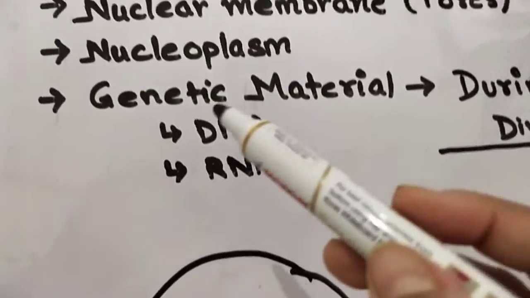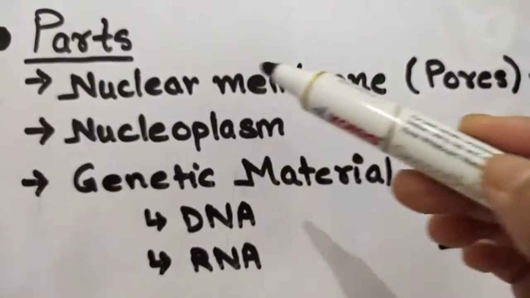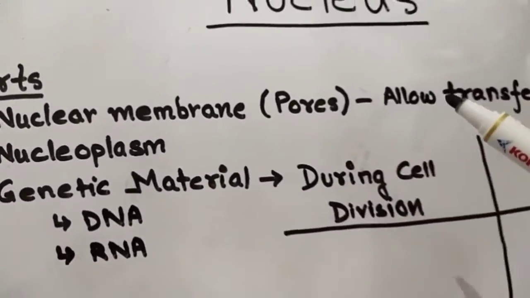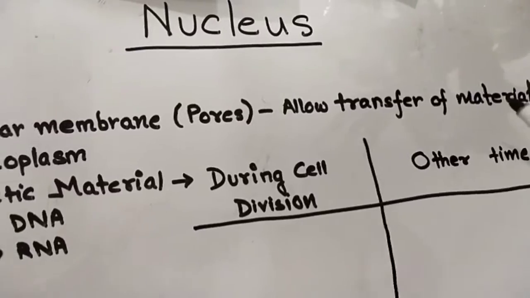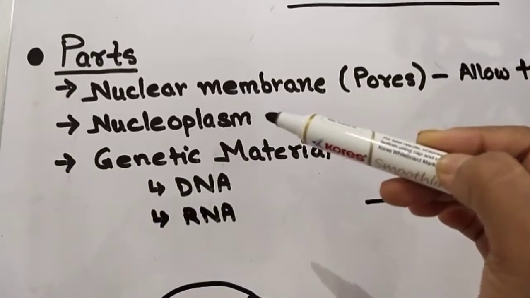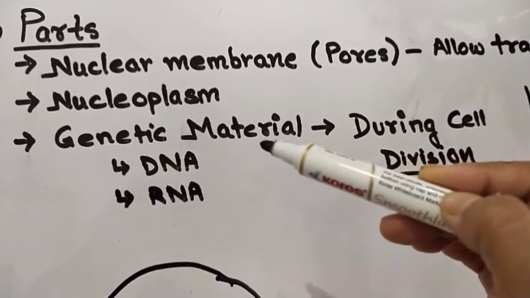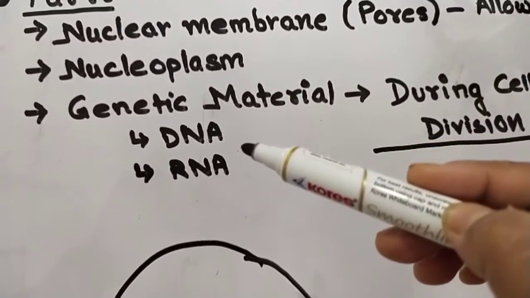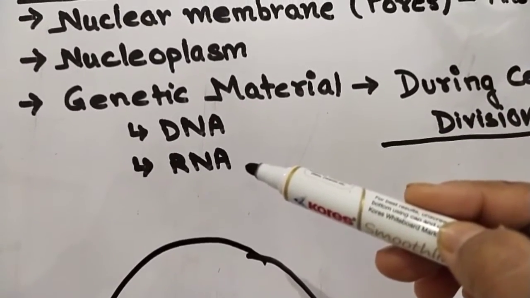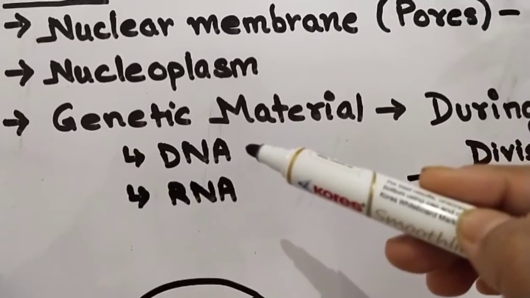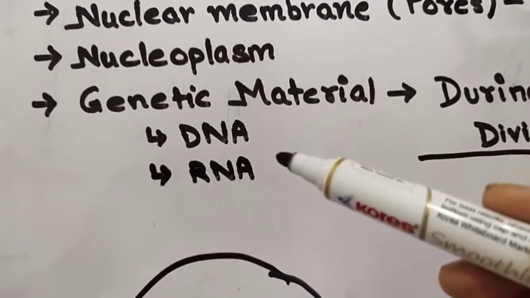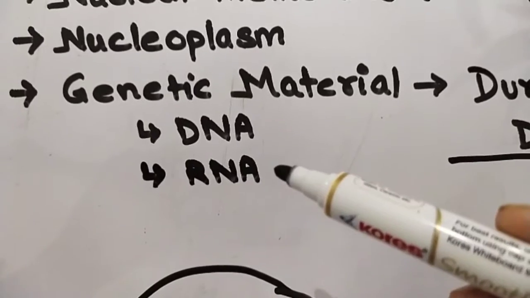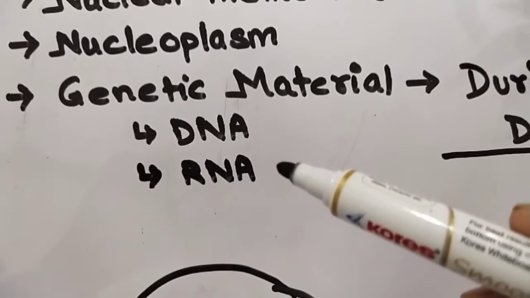nucleus. So the nucleus will contain the nuclear membrane that has pores that allow the transfer of material. Then it will have nucleoplasm, and along with it the genetic material. The genetic material can be DNA or RNA. That is, some organisms will have DNA as the genetic material. On the other hand, some will have RNA as their genetic material.